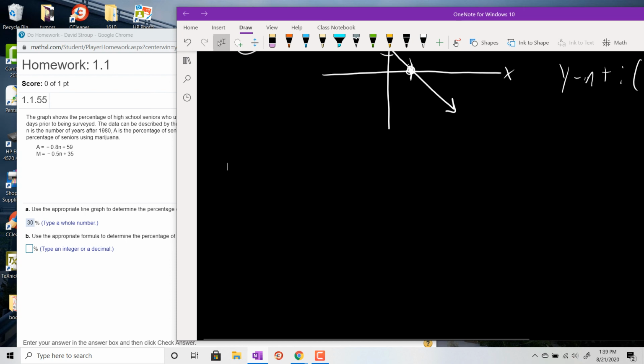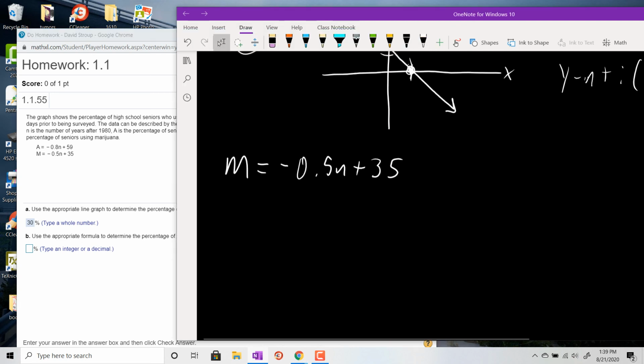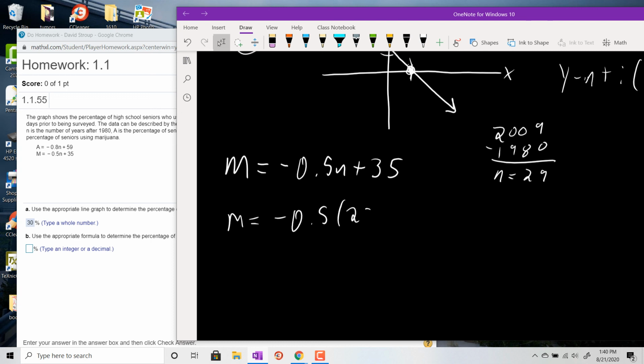Okay, so the formula that's predicting the percentage of marijuana use is m equals negative 0.5n plus 35, and n represents the number of years after 1980. So if you're talking about 2009, you're going to go 2009 minus 1980, so that's 29 years, and that's our n value. Okay, so the percentage of marijuana users would be negative 0.5 times 29 plus 35.